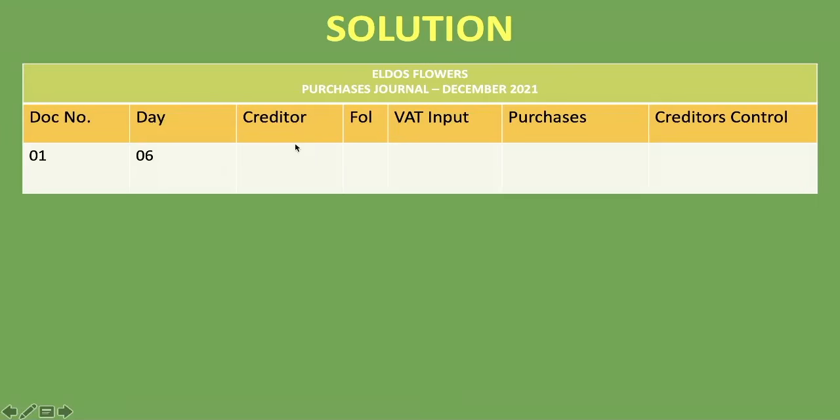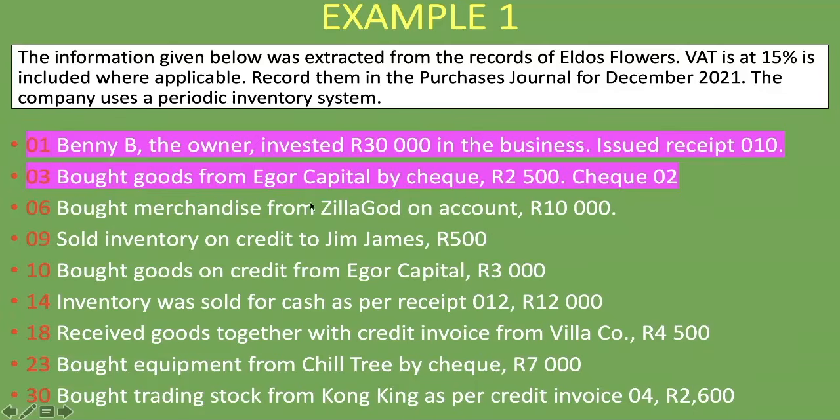Now we need to put the name of the creditor and our amounts here. So let's go back. The name of the creditor here is Zilla God, so we're going to put that as the name. Then we also need to put the 10,000 Rand under the creditors control column. Remember, if we're given this amount and we are told that VAT is included where applicable and it's included here, we're going to put this under the creditors control column.